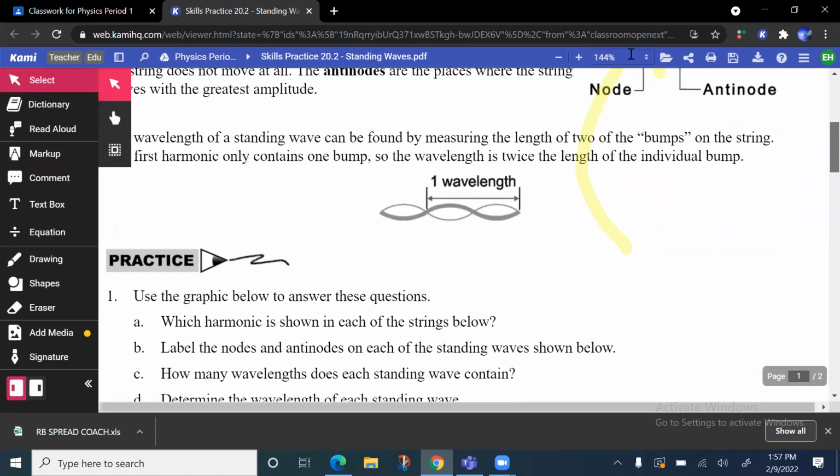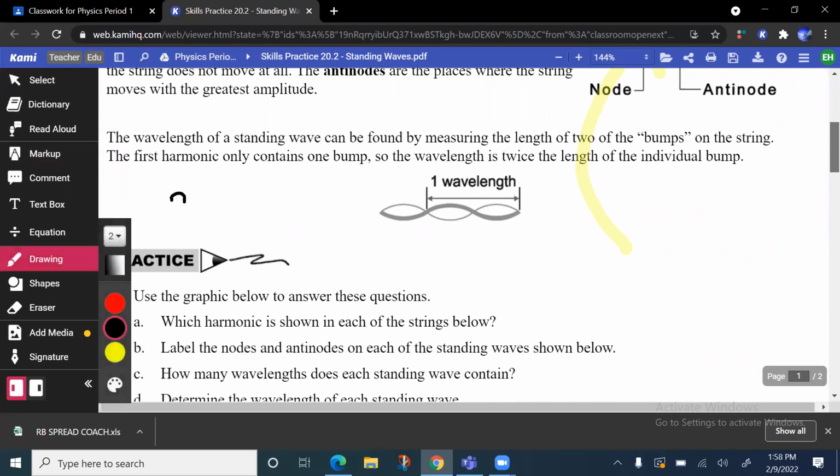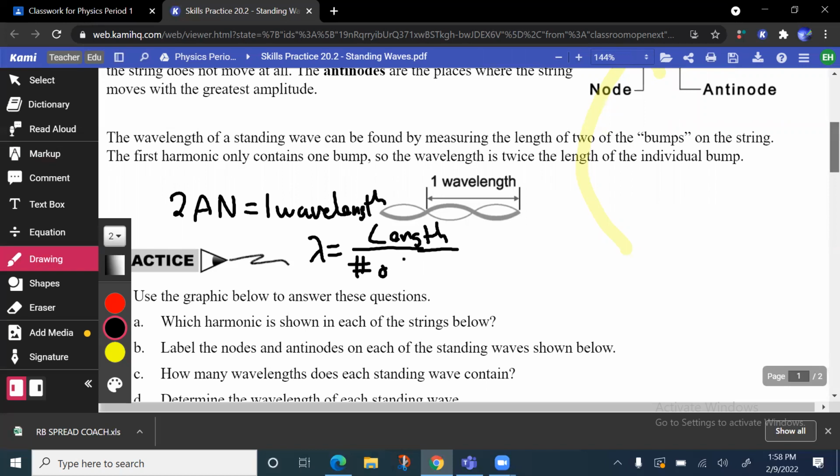Every 2 bumps, essentially every 2 antinodes, makes 1 wavelength. And we can find the wavelength by taking the length of the oscillator, the length of the string, divided by the number of waves. Okay, and we're going to be using that as follows.